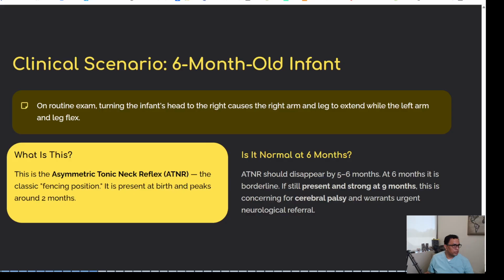It's present at birth and peaks at around 2 months. Is it normal at 6 months? It should disappear by 6 months, and we talked about cerebral palsy as the reason for persistence. So the asymmetric tonic neck reflex would be one thing which would be tested on the exam most often.